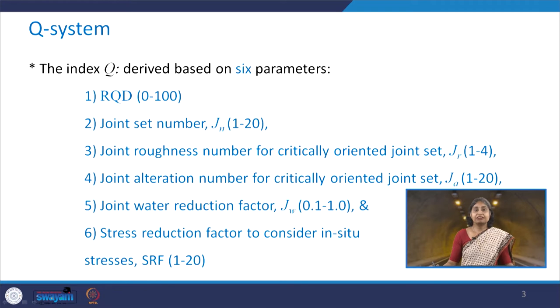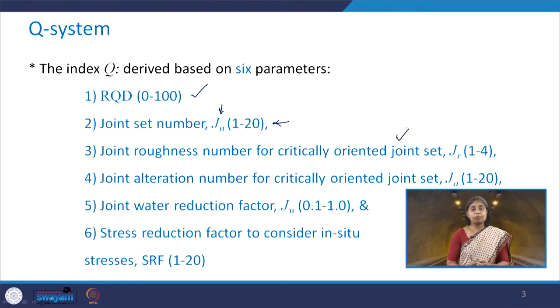This index is derived based on the 6 parameters. The first parameter is rock quality designation, that is RQD, which assumes a value between 0 to 100. The second parameter is joint set number, denoted by Jn, and it takes the value between 1 to 20. The third parameter is joint roughness number for critically oriented joint sets.